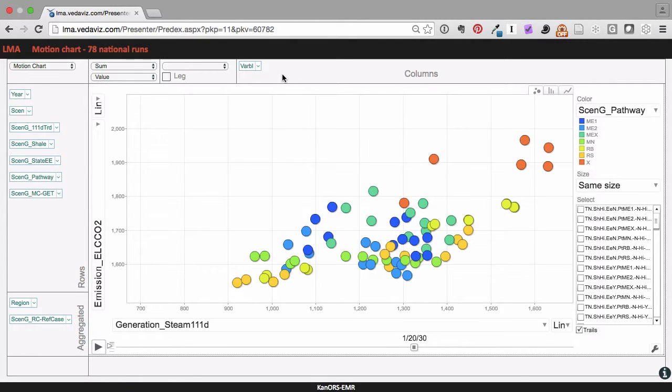I'm here to show you how to analyze some of the results from our Clean Power Plan Pathways study using a motion chart. The motion chart is a time-animatable scatter plot of scenario results. Each of the colored bubbles you see here represents one scenario, and I can set the variables from those scenarios that we'll look at on the X and Y axes.